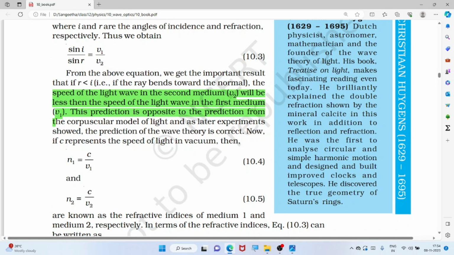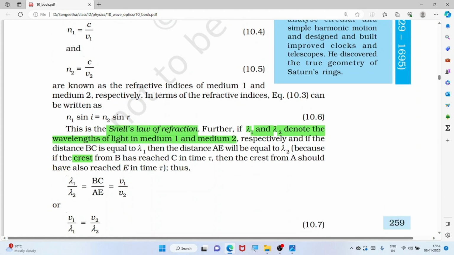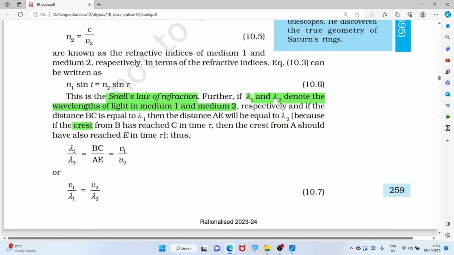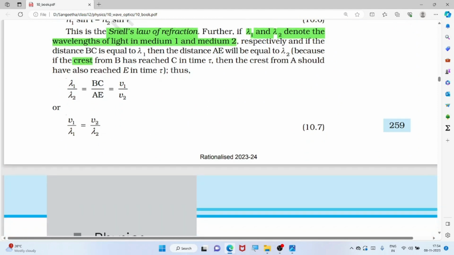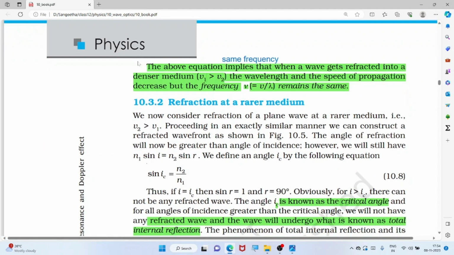So the speed of the light wave depends on the medium. In a denser medium, the speed of light is lesser than in vacuum. This is very important: whenever there is a change in medium, the frequency is not affected. Only the other things will change. The speed will change, but not the frequency.